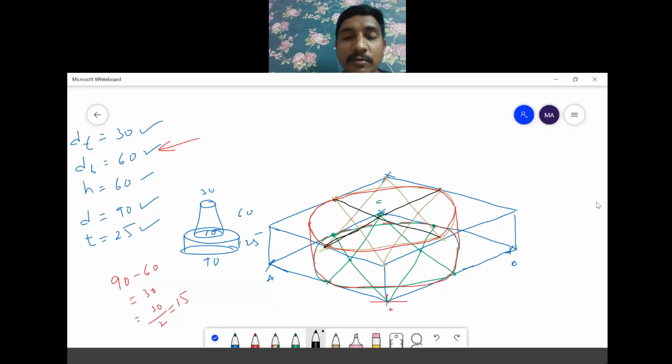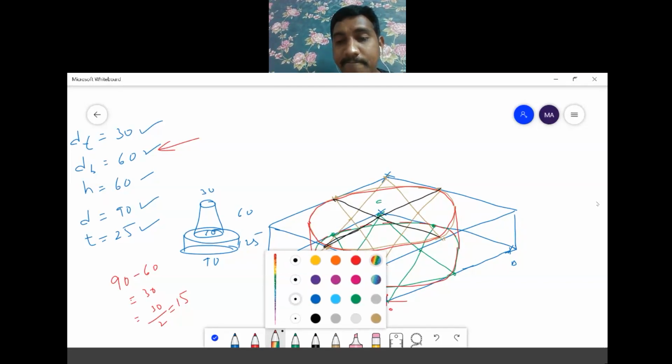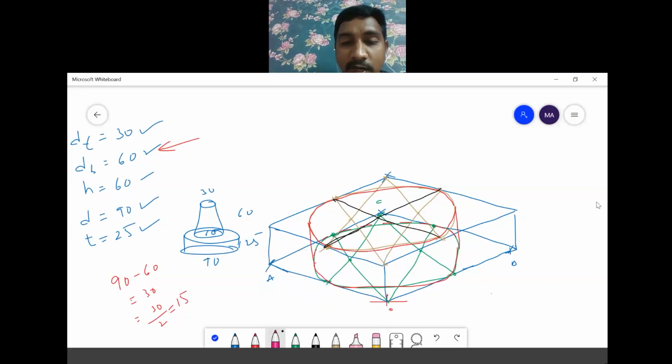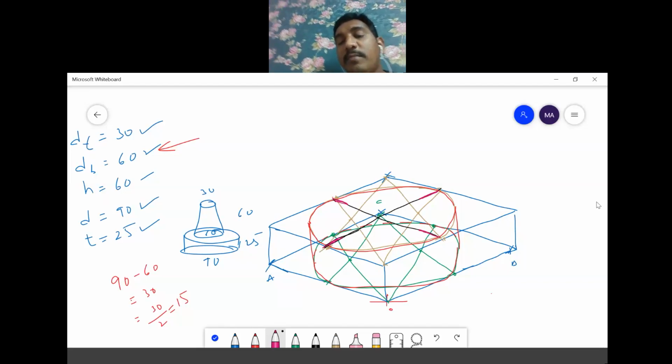So I am reducing 15 mm here. I will use another color. So I am reducing 15 mm here, and 15 mm here. I am reducing 15 mm this side, and 15 mm this side.